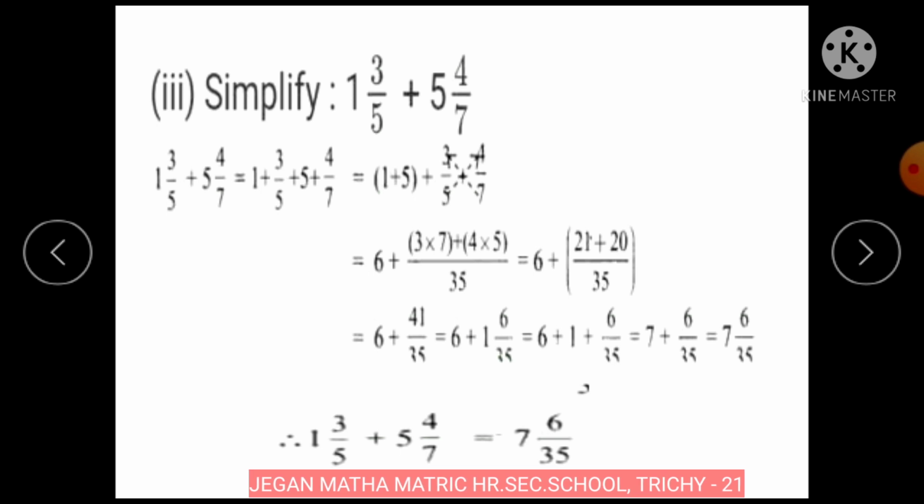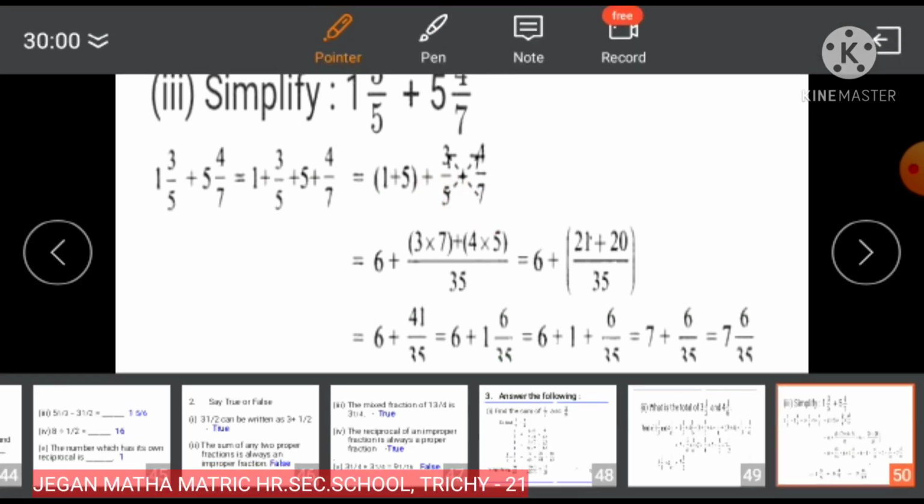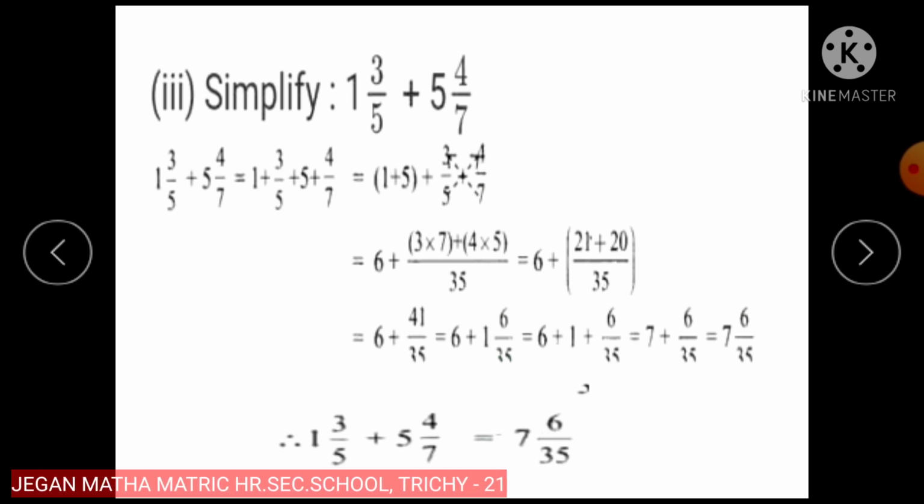Question number 3. Simplify 1 3/5 + 5 4/7. Now we add the whole numbers first, and then we add the fractions 3/5 plus 4/7. 1 plus 5, we get 6. Now 3/5 plus 4/7.